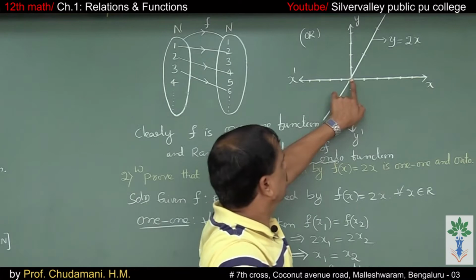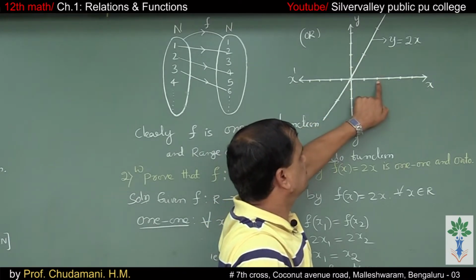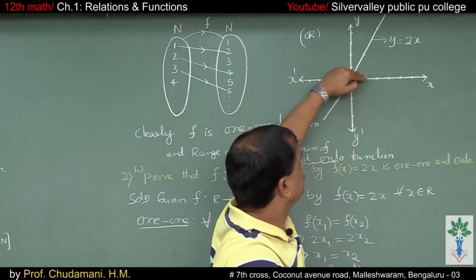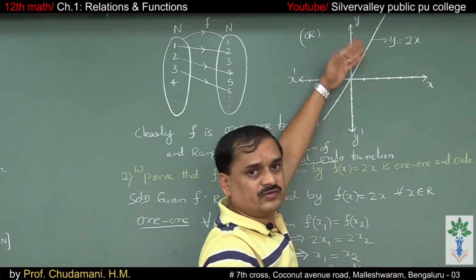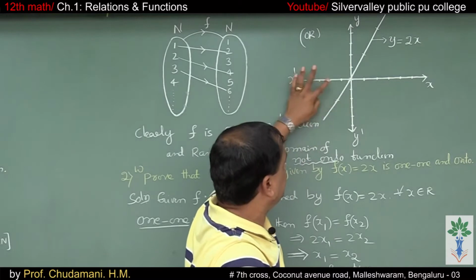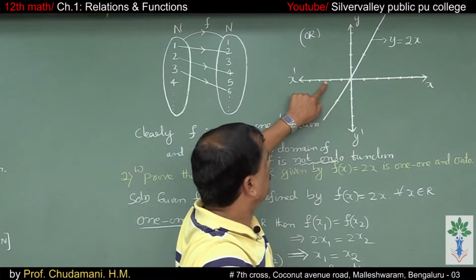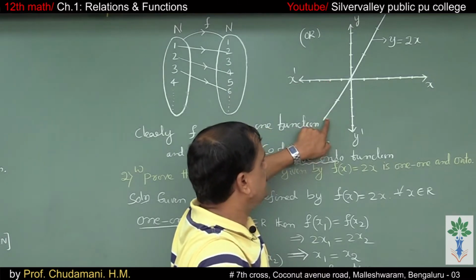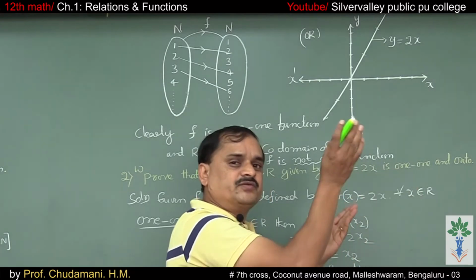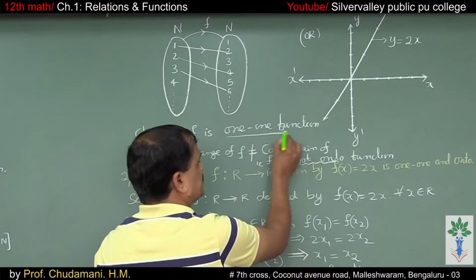Clearly, for different elements, x equals 1 means y is 2, x equals 2 means 4. For different x values, we get different y values. Even for negative values: for x equals minus 1, y equals minus 2. When x equals minus 2, y equals minus 4. For different x values, we get different y values. That means clearly it is a one-one function.